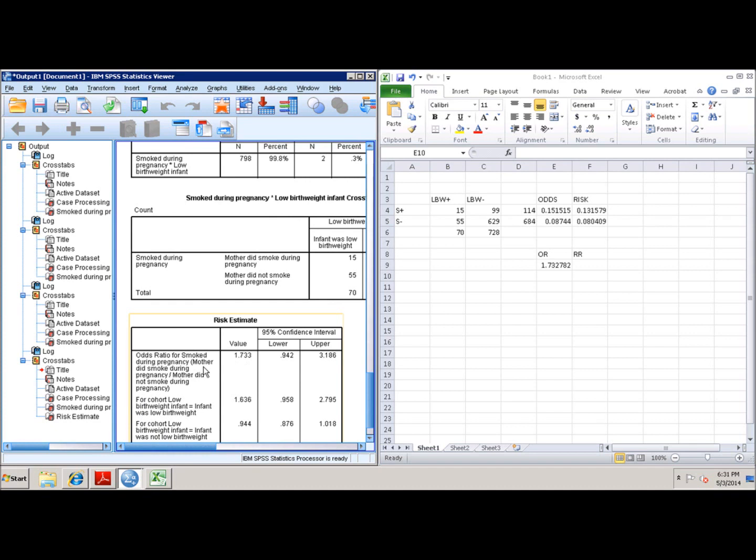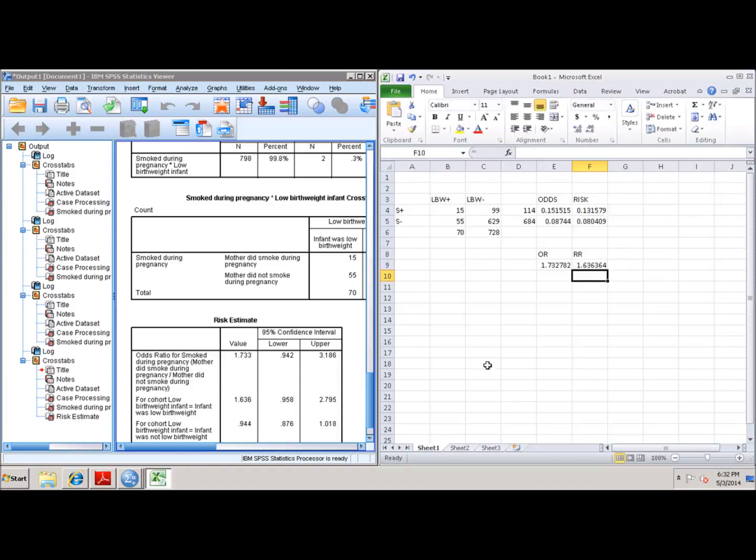and we see here in our SPSS output 1.733. So this here is telling us the odds of low birth weight in those who smoked relative to those who do not smoke. Now keep in mind this is a relative measure of effect. We're dividing here. This is just telling us the odds of low birth weight in those who smoked relative to those who did not smoke. So it's 1.7 times higher. The odds is 1.7 times higher. And the risk ratio can be calculated similarly.